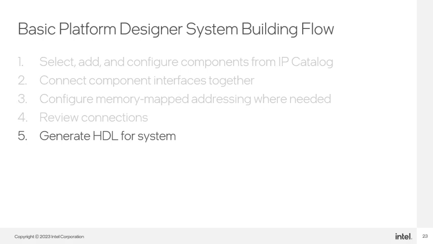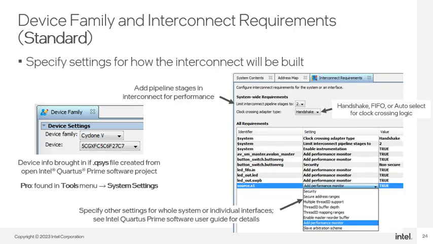The final step is to generate the HDL code for the system. With the system built and reviewed, you are just about ready to generate the system with its custom interconnect. In the Platform Designer Standard Edition, use the Device Family and Interconnect Requirements tabs to specify system-level settings that will be used by the tool when generating the system.